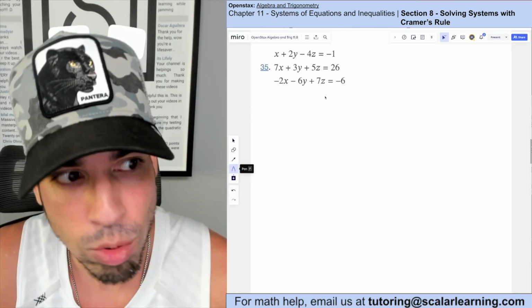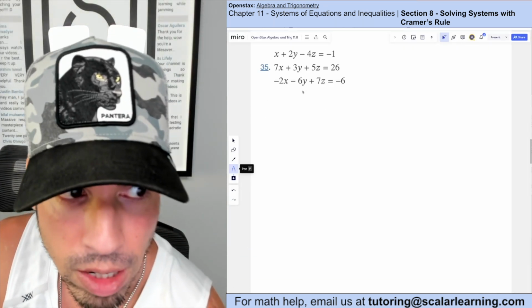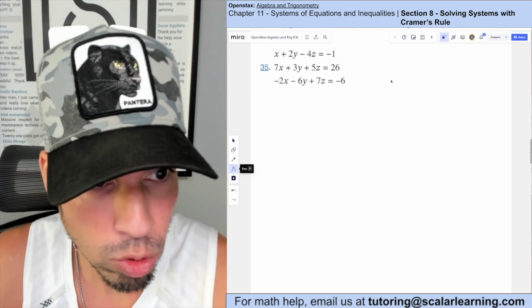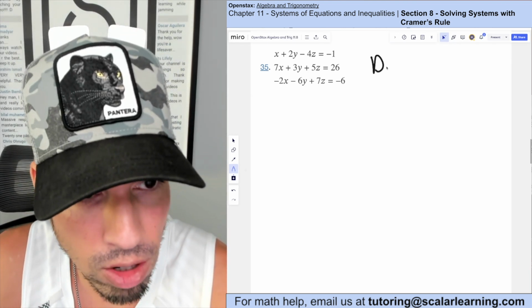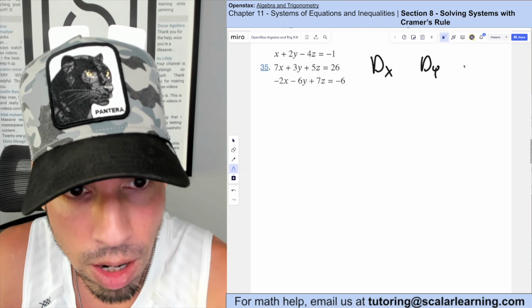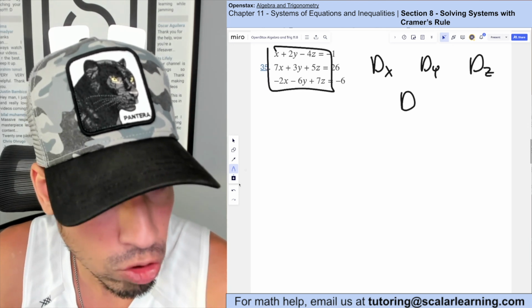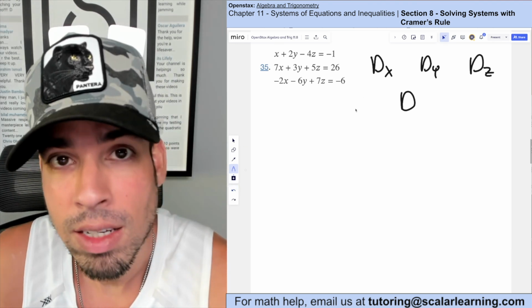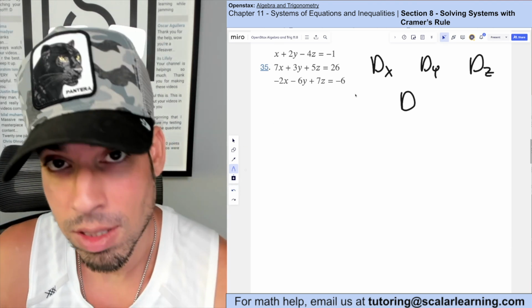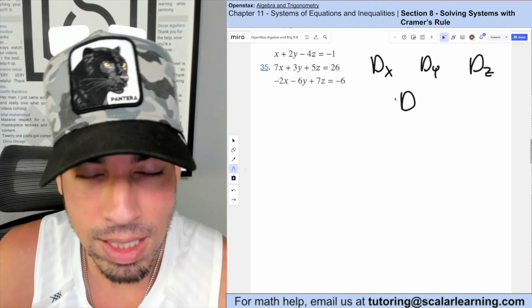Done. For this one, we have a triple system, right? 3 equations. And again, we're going to use Cramer's rule. So the main idea is we got to calculate dx, dy, dz, and then the determinant of this original matrix like that. And then once we get all of those, same method applies, right? dx divided by d gives us our x value.